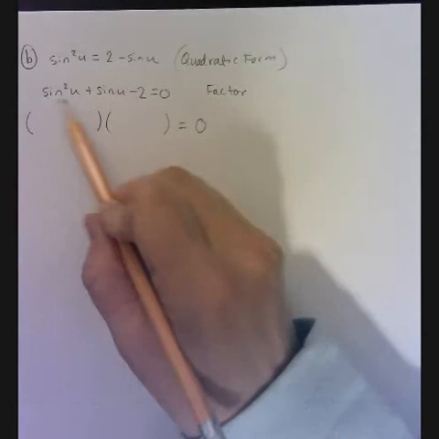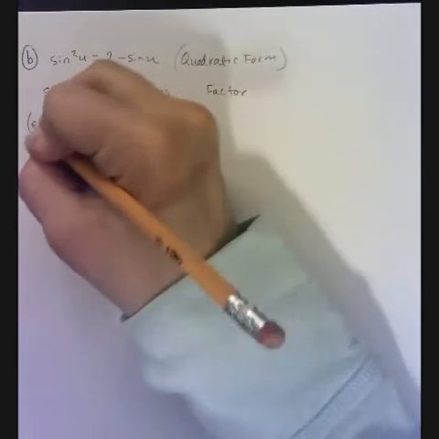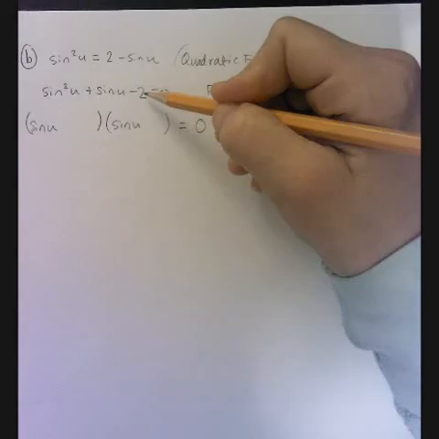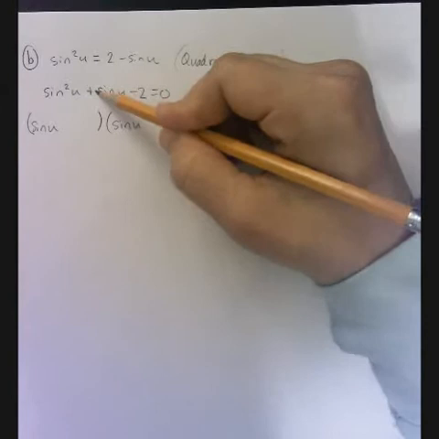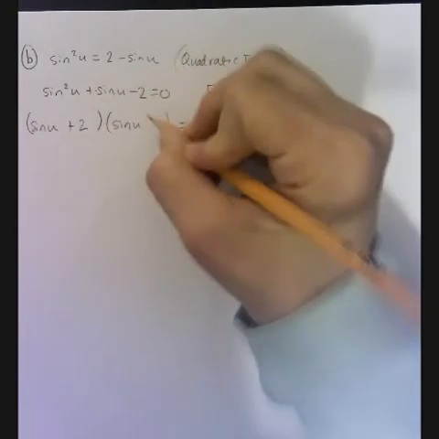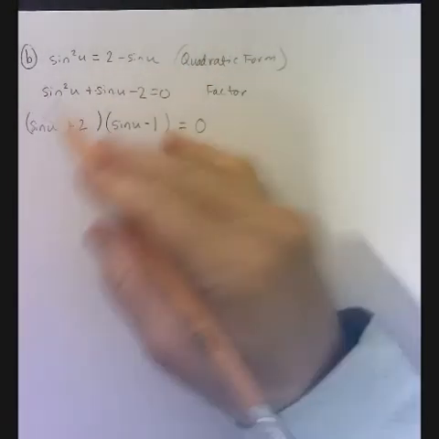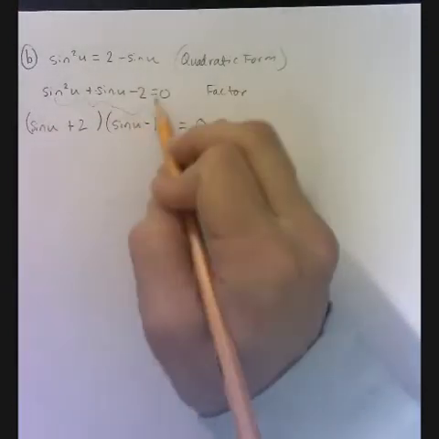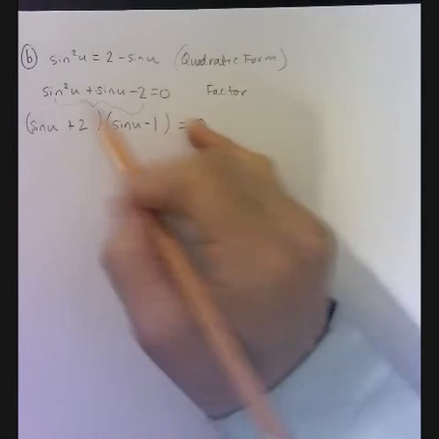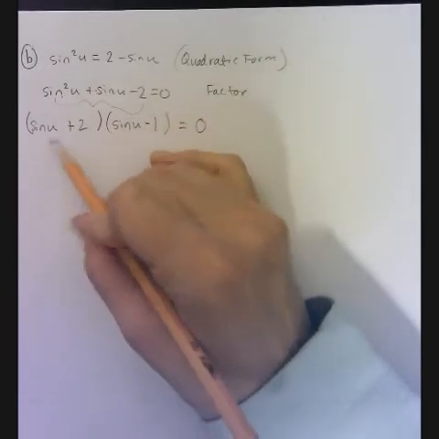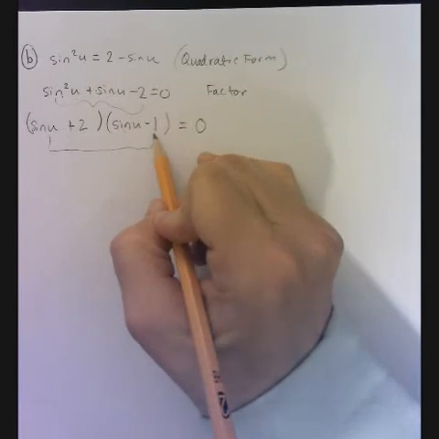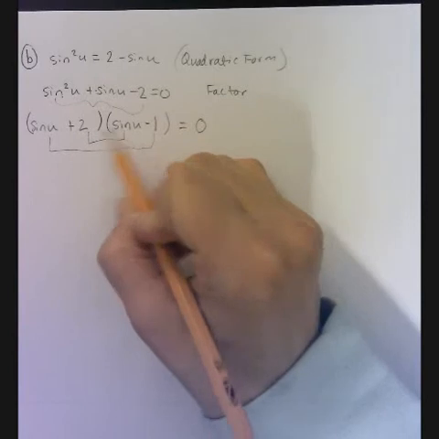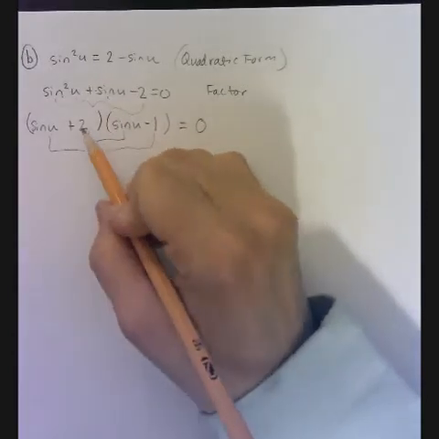Sine of u times itself will give us sine squared u. So sine u goes in the first two spots. And then we look for factors of -2 that add up to 1. That would be +2 and -1. So if you distribute all this, or FOIL if you will, you're going to get this 3-term expression in sine u. Sine u times sine u is sine squared u. And then our outside product would be negative sine u. Our inside product is +2 sine u. That adds up to sine u. 2 times -1 is -2.